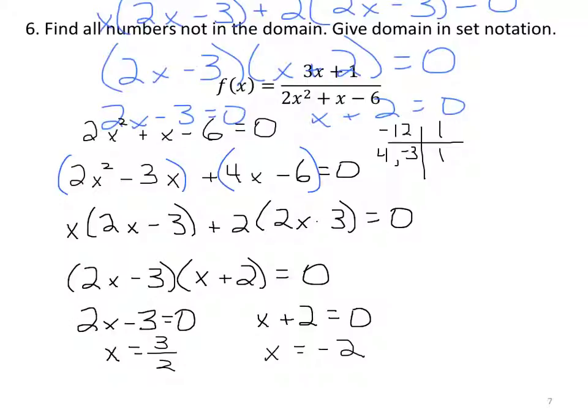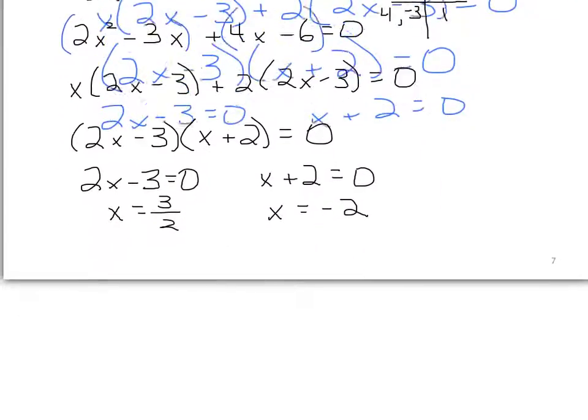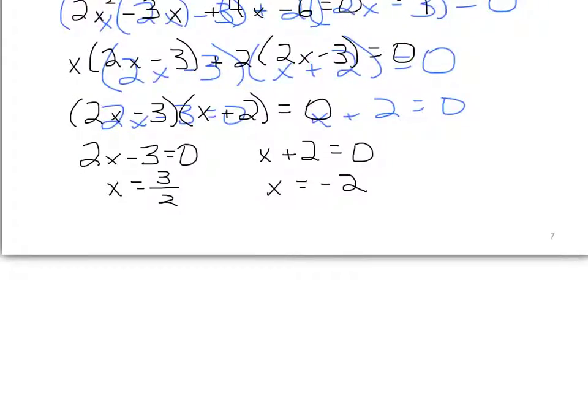And the next part is to express that in set notation, which would be like this. You have a bracket and you say the domain is all values of x such that x does not equal 3/2 or -2. And that is all there is to this problem.